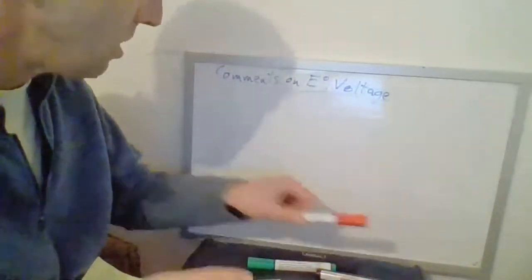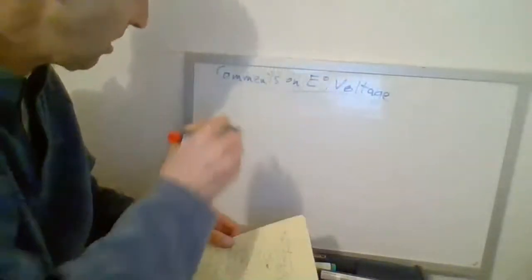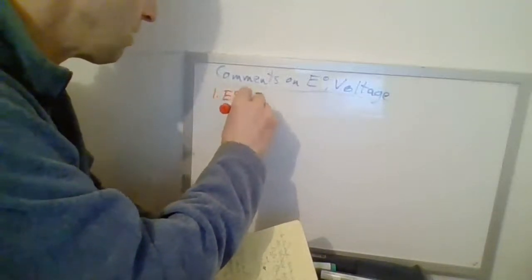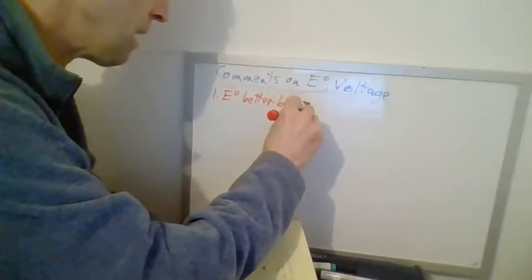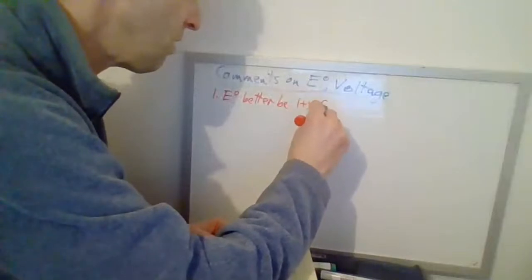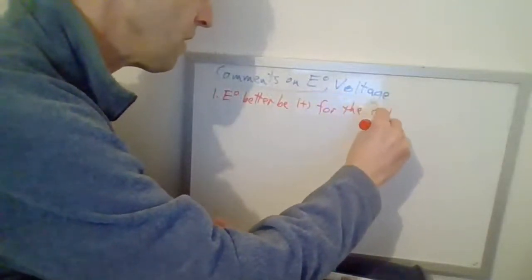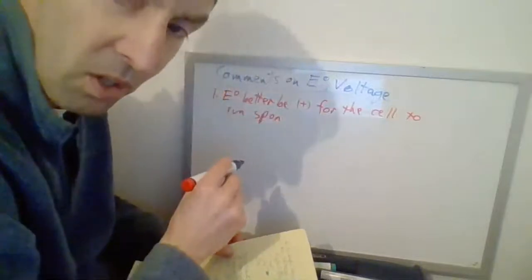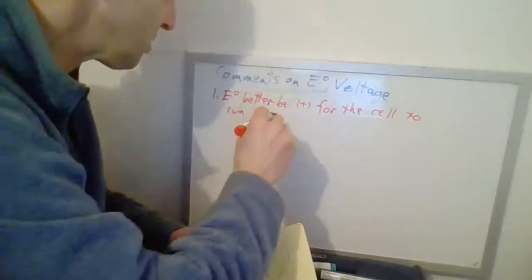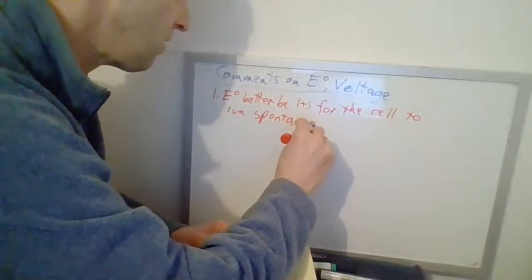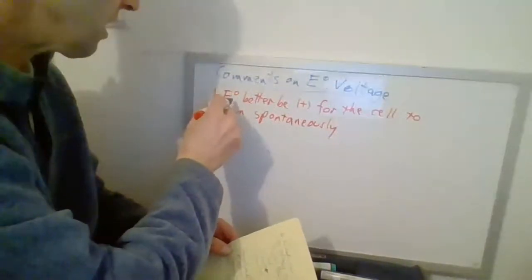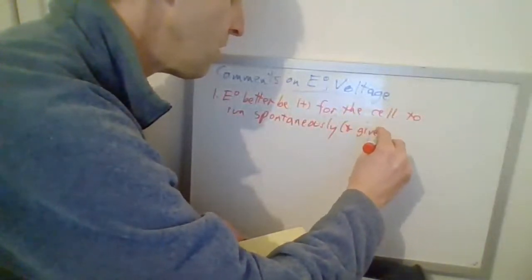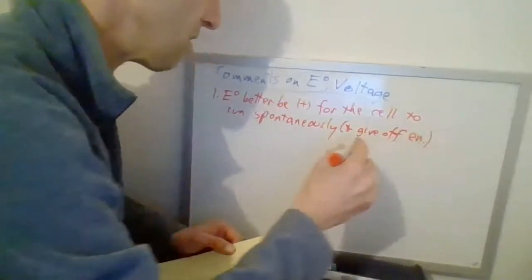Let's go to red. Okay, comments on E0, the voltage of a cell. One is that the E0 better be positive for the cell to run spontaneously. Remember that word? It's not delta H, but delta somebody else, isn't it? So E0 better be positive for the cell to run spontaneously and give off energy. En for energy.